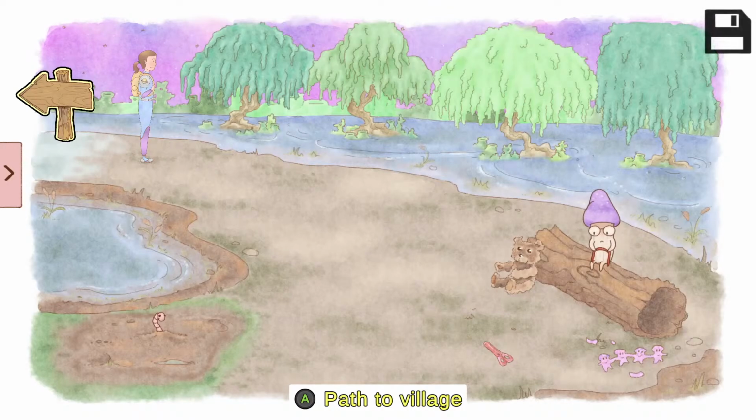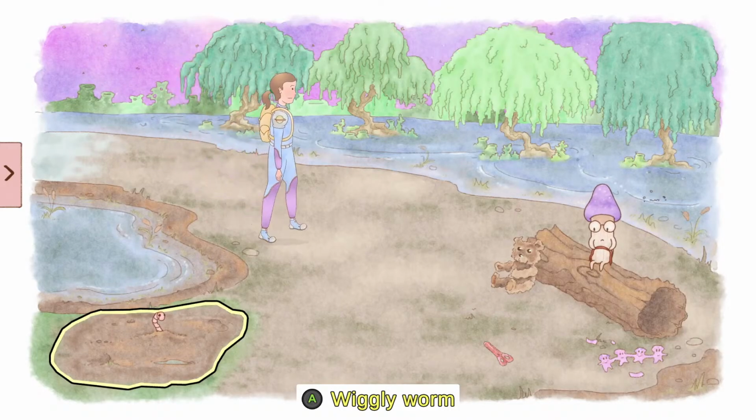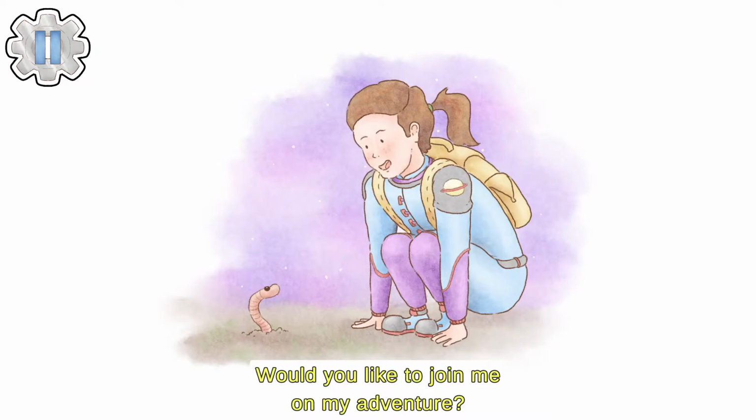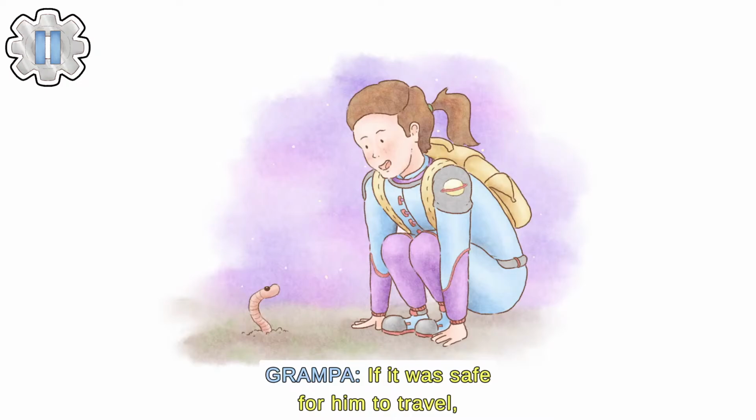Auto saving. Path to village. Press A to select. Wiggly worm. Hi there, Mr. Worm. Would you like to join me on my adventure? If it was safe for him to travel, the worm was more than happy to tag along.